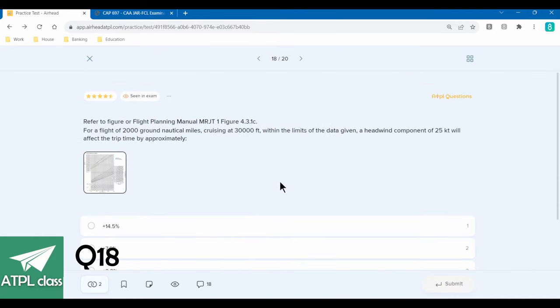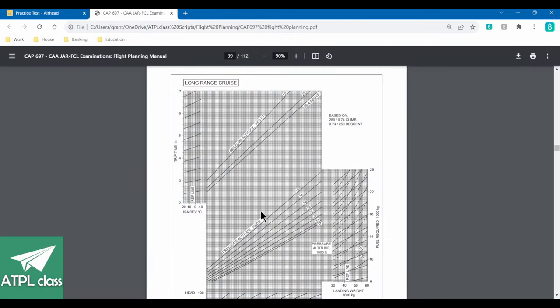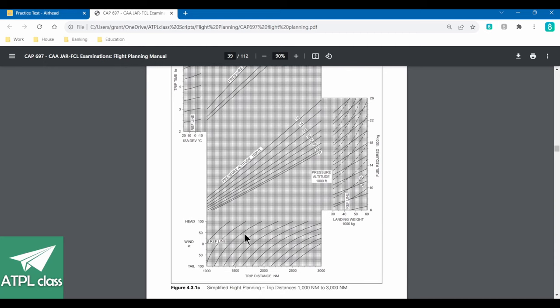Right, question 18, we're almost there. Refer to figure in the flight planning manual, figure 4.31C. For a flight of 2,000 ground nautical miles cruising at 30,000 feet, within the limits of the data given, a headwind of 25 knots will affect the time by approximately... I actually have CAP 697 open here. So we've got 2,000 nautical miles. This is going to be quite tricky, so I might attach a ruler to the screen just so it's a bit easier.